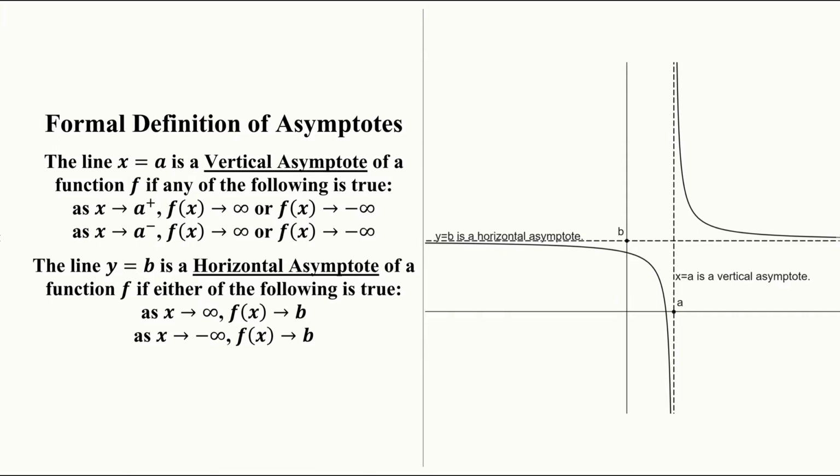All right, so there's the formal definition of asymptotes. Spend some time on this page, make sure this makes sense to you. Remember, that means x approaching a from the right or x approaching a from the left. So x values approaching this way, what's happening to the corresponding y values? Or as x values approach like this, what happens to the corresponding y values? That's what we're talking about.